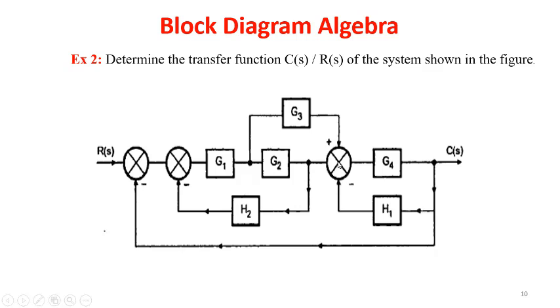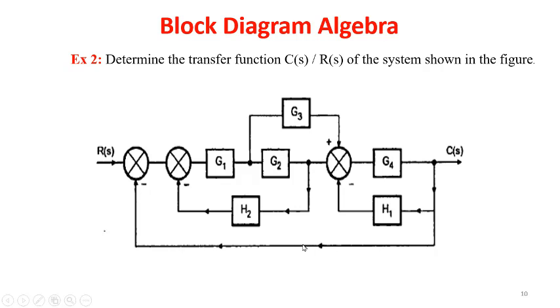So this is parallel. Next, we are having a G4, a forward block from the summing point 3, and there is a common takeoff point passing through block H1, and one more takeoff point passing through a unit feedback.